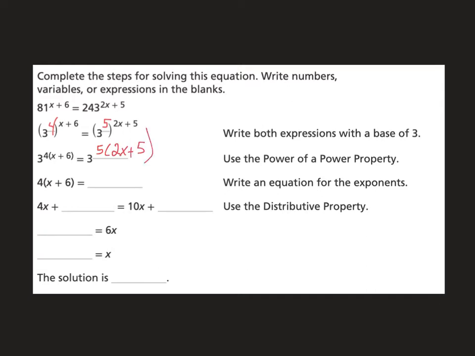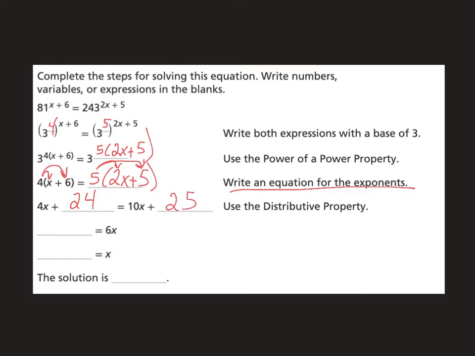So at this point, we are going to write an equation just using our exponents because we have the same base. So I have 4 times x plus 6 equals 5 times 2x plus 5. I'm going to use my distributive property. So 4x plus 4 times 6 is 24. 5 times 2x gives me my 10x. 5 times 5 is 25.